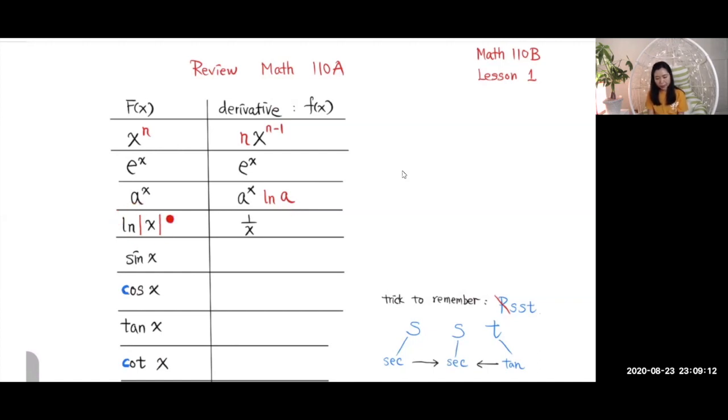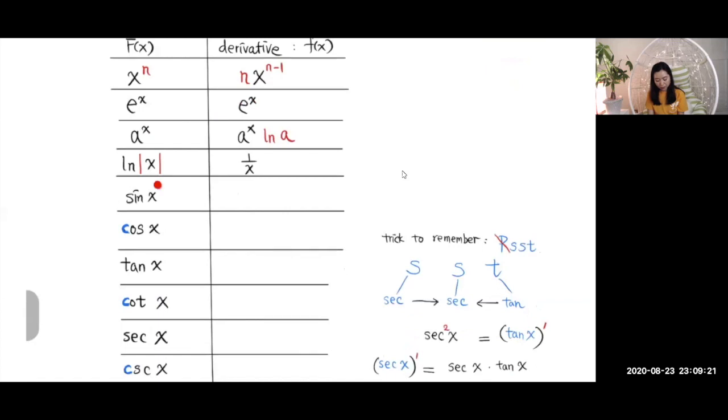Next one, the natural log of the absolute value of x. The duality is 1 over x. Sin x, the duality is cosine x. Cosine x, the duality is, well, sine and cosine alternate. So for cosine x, the duality will have sine x, however, there will be a minus sign in front.